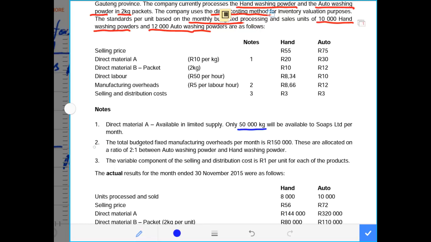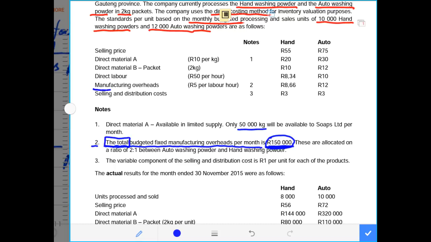Now we come to number 2, which says that the total budgeted fixed manufacturing overheads per month is 150,000 rands. Take note of that. They say our fixed manufacturing overheads per month is 150,000 rands. This is the total, as they said.